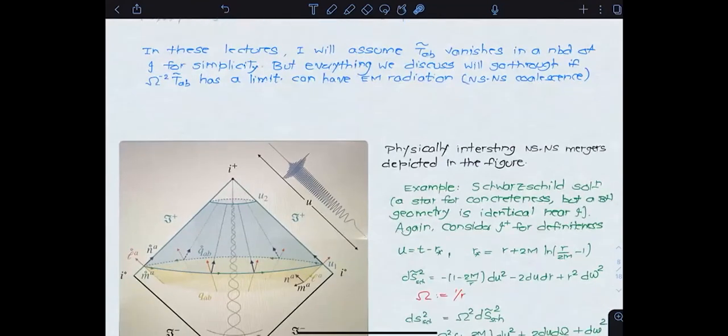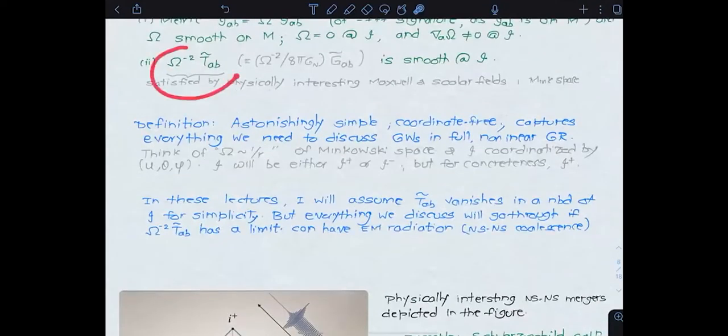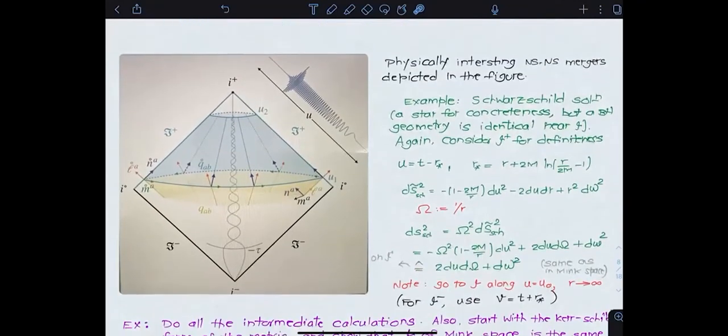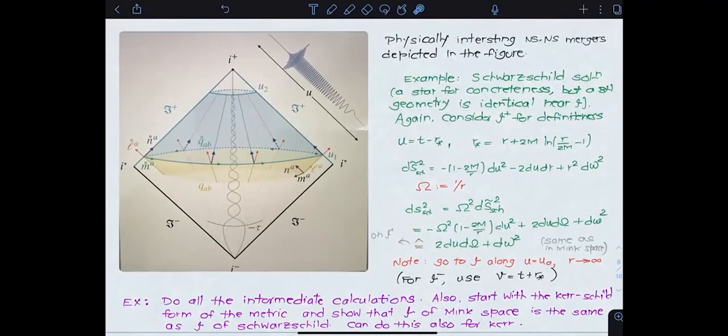So for example, if you have a neutron star coalescence, then they also emit electromagnetic waves and gravitational waves. In fact, this condition is satisfied in that particular case. But just for simplicity, I'm going to assume that this is actually 0. Okay, so here is a picture of how you can think about it.